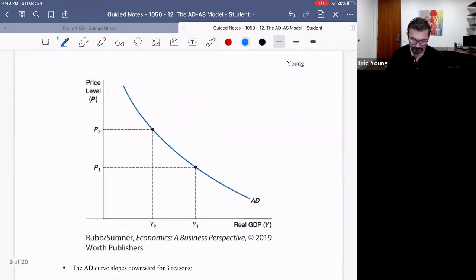You can see it right here. Simple curve. Note briefly that on this axis, we're going to put price level. That's the overall price level. It's not the price of one good. It's the average or overall price level. In other words, it's the rate of inflation. And down here is our output, which we're going to call, as we know, real GDP. You take a look at this and you can see that the AD curve is downward sloping, okay?